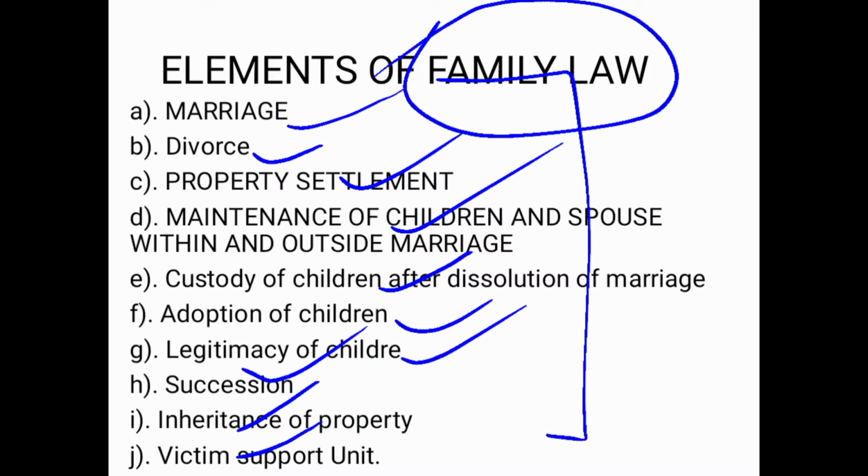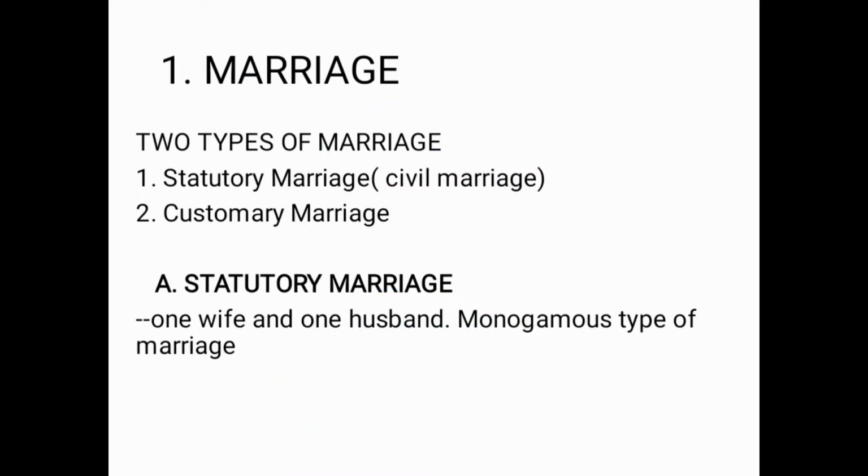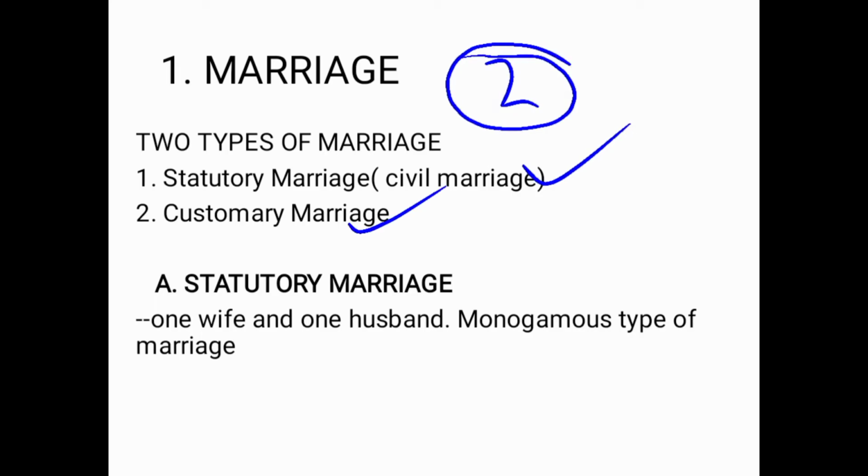So we'll look at this one, the marriage. As I explained earlier, a marriage is a legal union between a man and a woman as a husband and wife, or wives in case of polygamy. There are two types of marriage recognized under the law of Zambia. That is statutory marriage, also known as civil marriage, and the customary marriage.